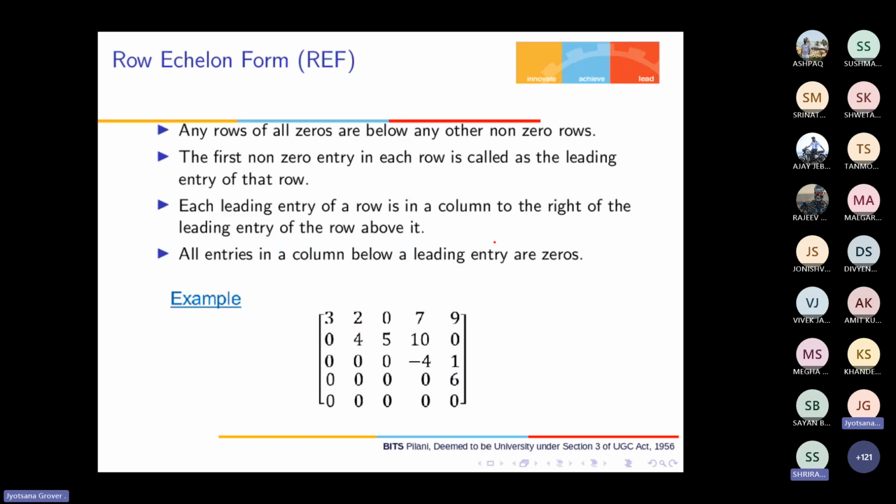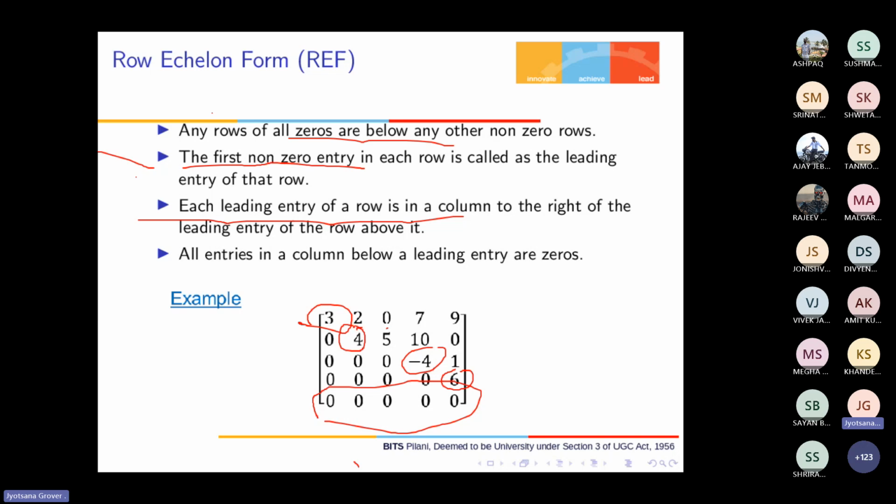Positive definite is just after that only; we started with this REF. In REF we want that the row containing all zeros should be below any other row. So the zero row has to be at the bottom. Okay, we have to ensure that. And the first non-zero entry in each row is called the leading entry. For example, here this is a leading entry, the first non-zero entry. This is the leading entry of row 2. This is the leading entry of row 3, and so on. This is the leading entry of row 4. Okay, so these are the leading entries. Now it says that each leading entry of a row is in the column to the right of the leading entry of the row above it.